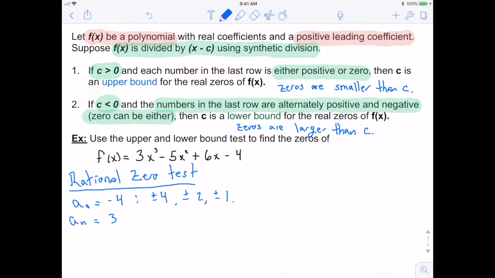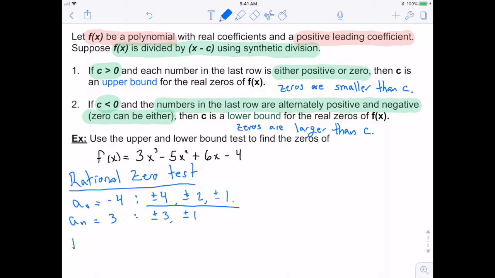An is equal to 3, and 3 is a prime number, so this is actually just plus or minus 3 and plus or minus 1. And the numbers we need to check to be zeros are any of these combinations of fractions. So we have 1, 2, 3 numbers on top, 2 numbers on bottom, and each one we have to check for a positive or negative.